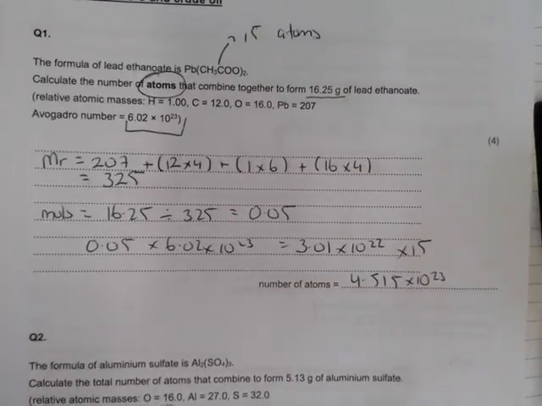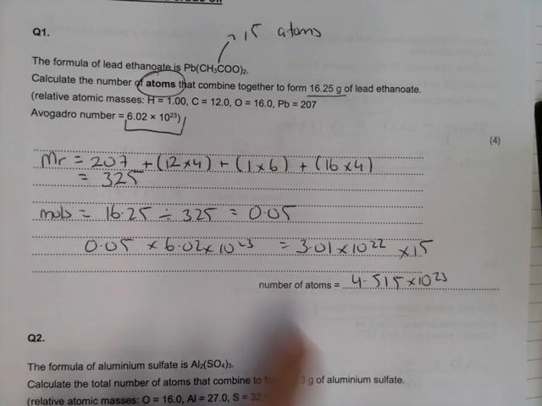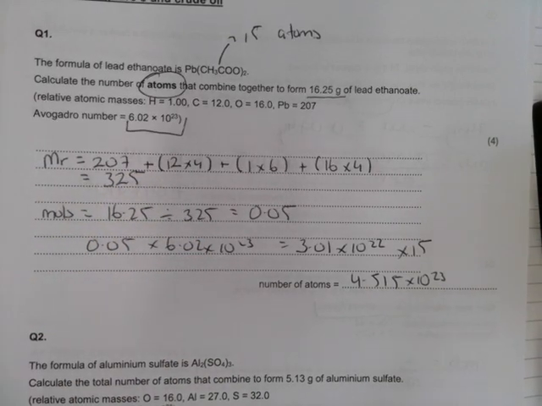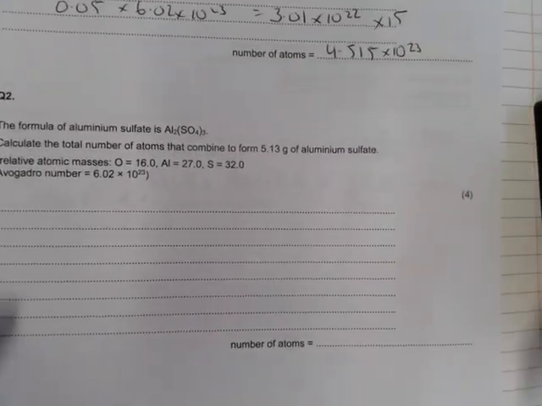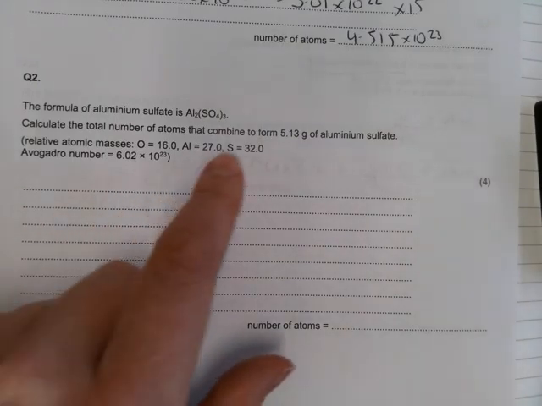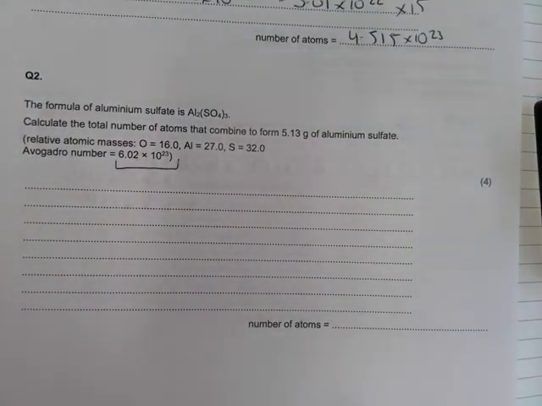Even if you didn't know to do that last step, by doing the other steps, you're going to get 3 out of 4. And even if you messed up your formula mass, but you showed your working, you're going to get 2 out of 4. So please just attempt these questions. The next one is then very similar. Again, they're giving you Avogadro's number. Again, you're going to find moles, and you're going to multiply.